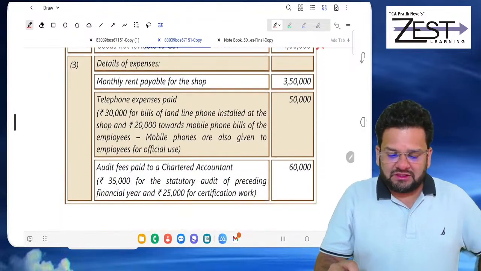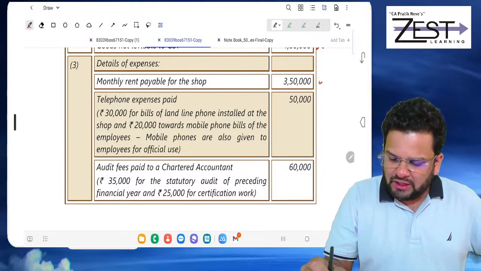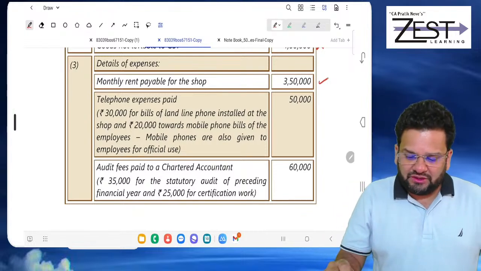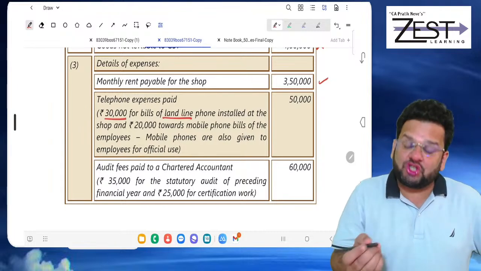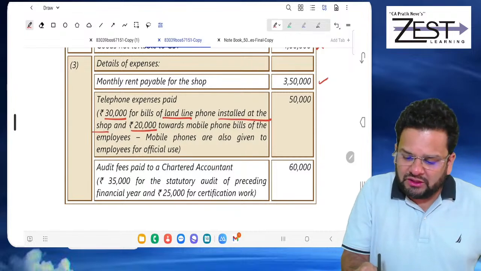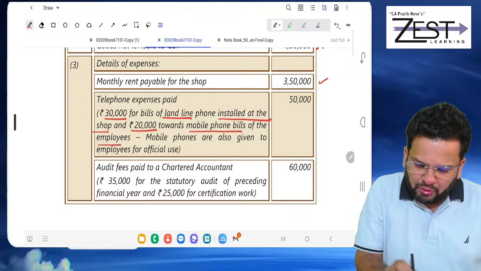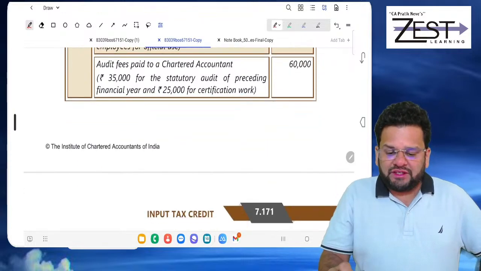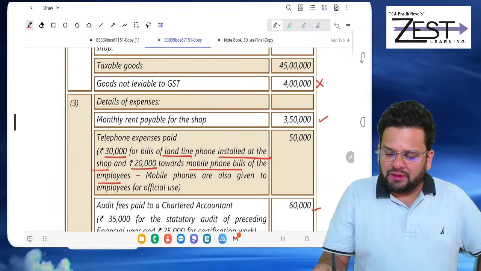Details of expenses, monthly rent payable for the shop, yes, of course, on this you will have ITC. Telephone expense paid, 30,000 is for bills of landline phones installed at shop. So of course, yes, you can take ITC. 20,000 towards mobile phone bills of the employees. So of course it is of the employees, so you should be able to claim ITC. Audit fees paid to a chartered accountant, 60,000, you should be able to claim ITC.